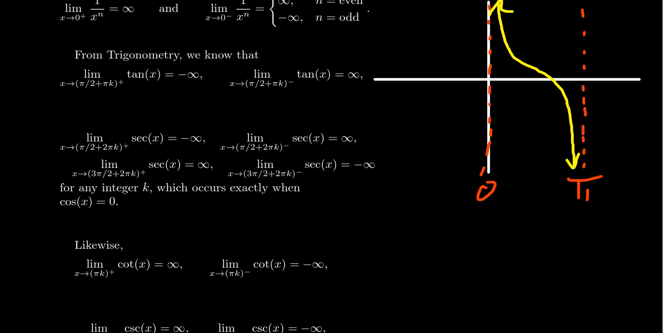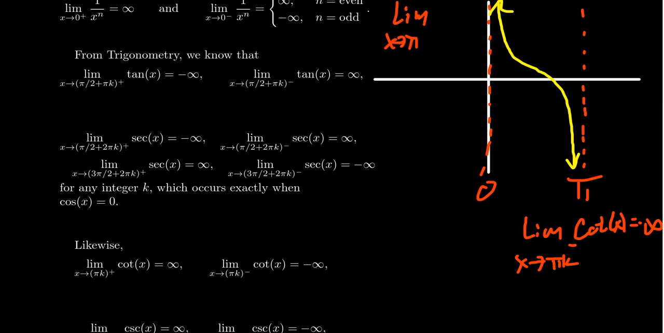So if ever you're taking the limit as x approaches any vertical asymptote, so this is going to be multiples of pi, if you approach it from the left of cotangent, you're going to end up with negative infinity. But if you're approaching from the right, as x approaches pi k from the right of cotangent of x, this is going to be positive infinity. You can remember this from the graph, which is what we're saying down here as well. Let's try this one more time with, say, secant.